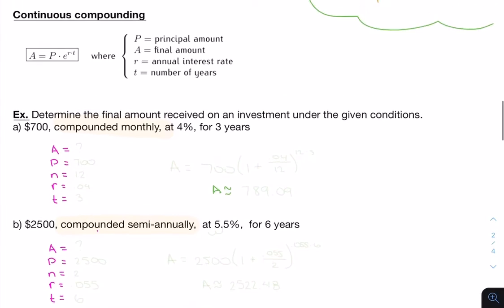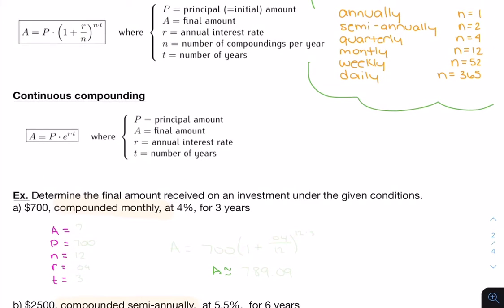The example says to determine the final amount received of an investment under the given conditions. It's $700 compounded monthly at 4% for 3 years. Since it says it's compounded monthly, we know that we have to use the compound interest formula. So we're looking for the final amount. Our principal amount was $700. It is compounded monthly, which means that our N is 12. It's at 4%. Remember that percentage we want to turn into a decimal, so that's 0.04. And the time is for 3 years. For any kind of compound interest, you always want to make sure that the unit for T is in years.